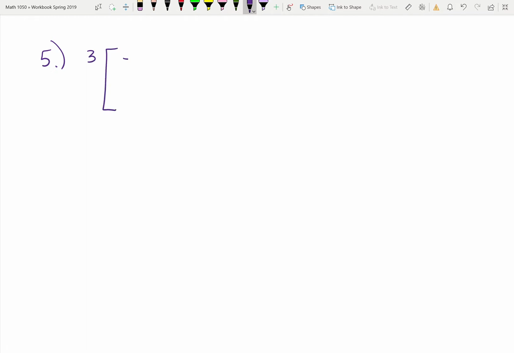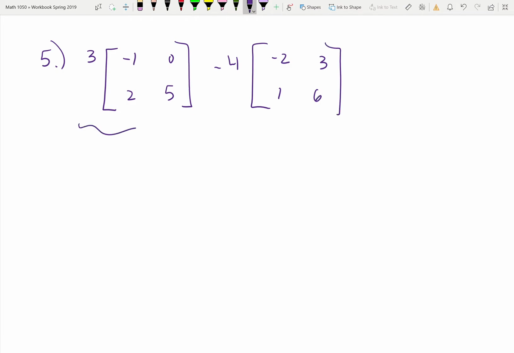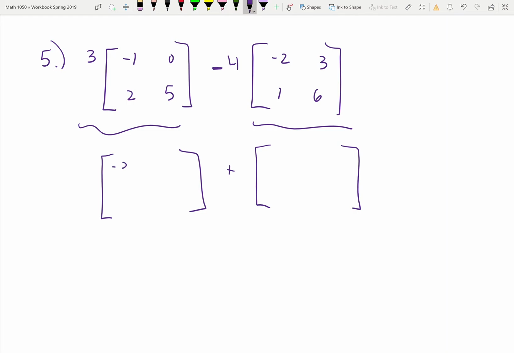So we have a 3 multiplied by a matrix, and then you have a negative 4 multiplied by a matrix. But I need to understand that this and this are being subtracted because there's a sign in between, so they're not being multiplied. Okay, so remember, what I want in the center is always a plus. Okay, so take the 3 and distribute it into the first one.